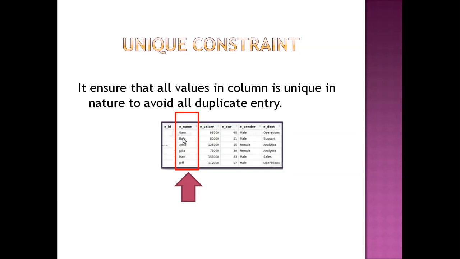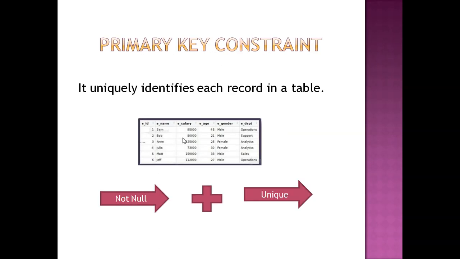Third is the UNIQUE constraint. What is unique? Unique means it's itself specified: no duplicacy. If I have given any column a unique constraint, no one can give a duplicate value there. Here, I have given it to the name column. That means no name can be duplicate. Sam cannot appear in two rows, Bob cannot appear in two rows, Julia cannot appear in two rows, right? If I talk about the PRIMARY KEY, as I already told, it's a combination of both, NOT NULL and UNIQUE. So it always ensures there is no null data and always unique data, no duplicates.